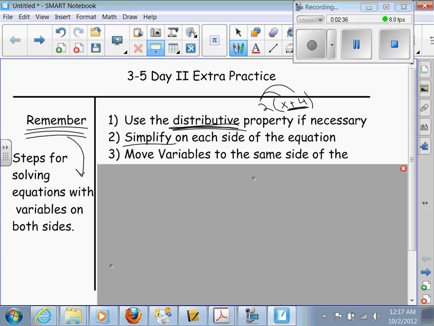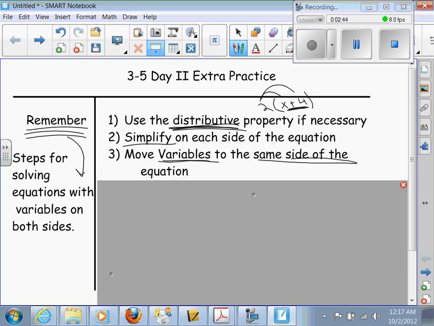All right, step 3. We want to move variables first. When we start moving things, we want to move variables first, and we want to move them to the same side of the equation. They want to be on the same side of the equation because what's our goal when we solve equations? Our goal is to get the variable by itself. So the first thing we move is the variables, and we get them on the same side.